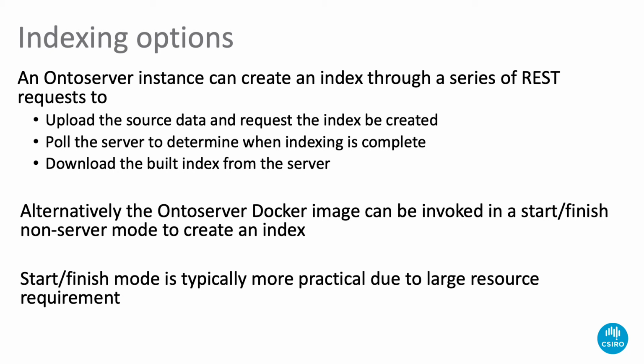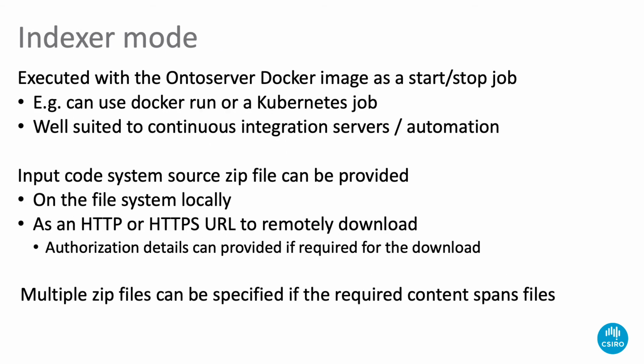As an alternative, OntoServer offers an indexing mode using the same Docker image used to run OntoServer. In this mode, OntoServer is passed a series of input parameters, starts, creates the index, and then stops. This is easier to execute on a temporarily provisioned infrastructure in an automated manner. This mode can be executed using a simple command line Docker run command or a Kubernetes job as an example, and is well suited to continuous integration servers and other forms of automation.